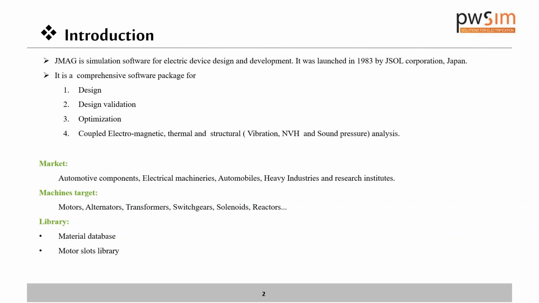JMAG deals with all these things. JMAG has an inbuilt solver and inbuilt modules for doing all such analysis. It was developed in the year 1983 by the JSOL Corporation in association with a Japanese research institute. It is a comprehensive software package used mainly for four purposes: design validation, optimization, and coupled electromagnetic, thermal as well as structural analysis.